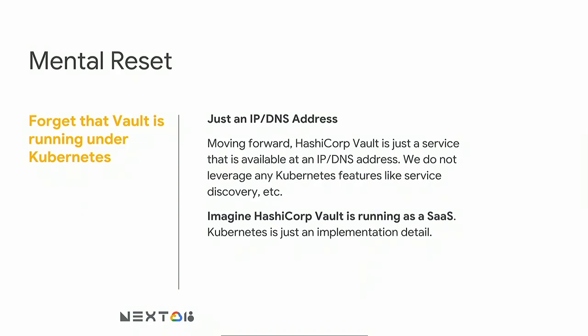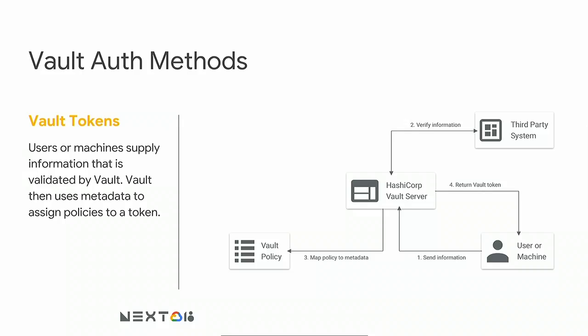Instead, Vault is just a thing available at an IP address. Everything we're about to do can work with any Kubernetes cluster. We're going to use GKE, but it could work with your on-premise Kubernetes cluster, et cetera. So again, forget that Vault is running on GKE or Kubernetes. It's just a thing at an IP address. Because the next thing we're going to do is create another Kubernetes cluster. All right.